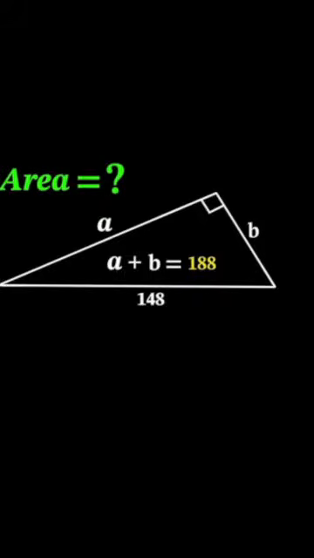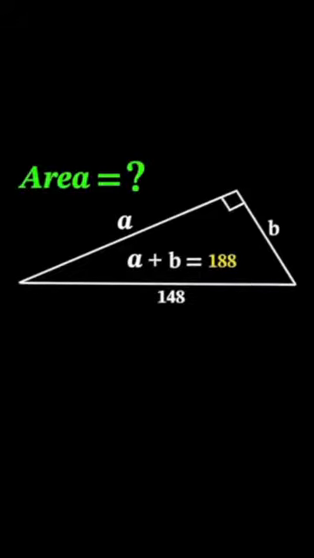Look, guys, we need to solve for the area of the triangle. Let them solve and let's see how many of them can actually do it. We are given a plus b, where the legs of the right triangle are given as a and b, and the hypotenuse is 148.